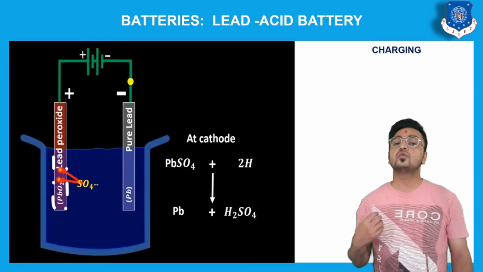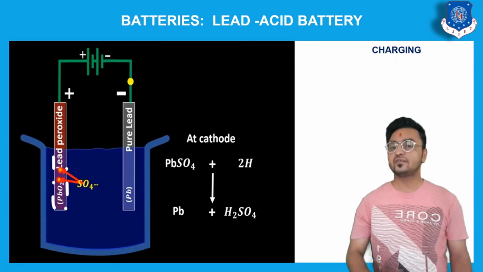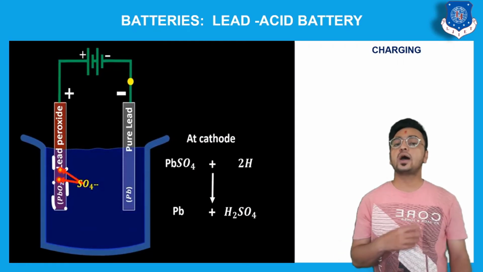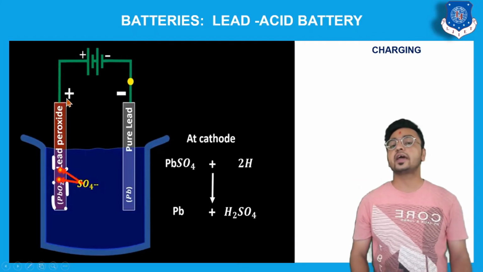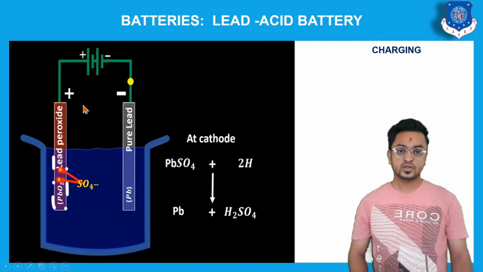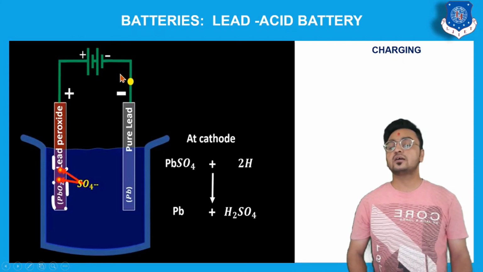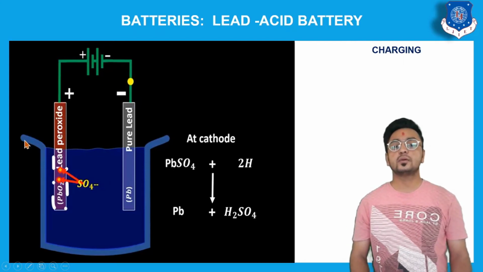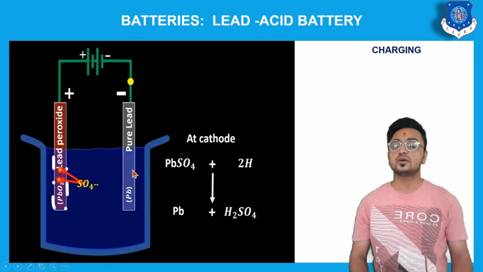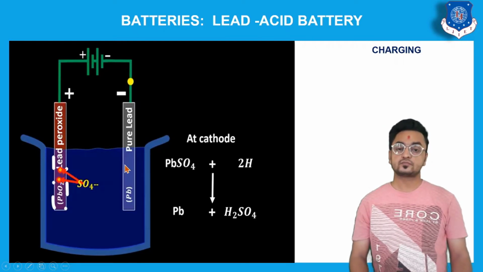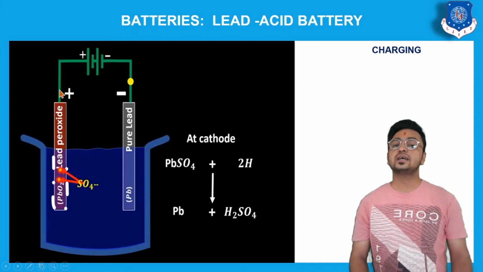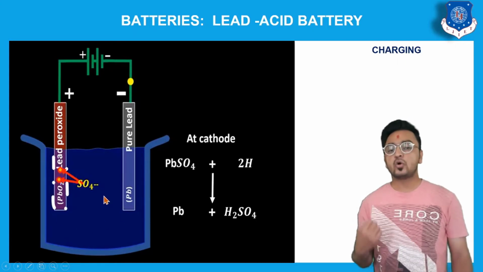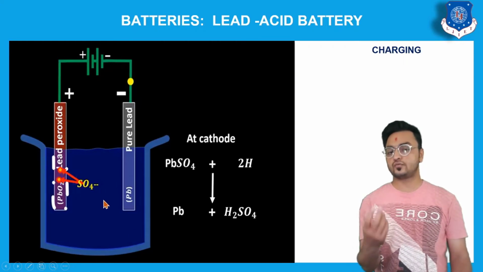Now, if we want to charge the battery again, what can we do? We can provide an external supply across the battery as shown in this diagram. Here we have connected a battery across the terminals of our main battery. Positive is connected to the anode of our battery, and negative is connected to the cathode. Once we provide the supply, what will happen? Again, it will break the molecules of the H2SO4.